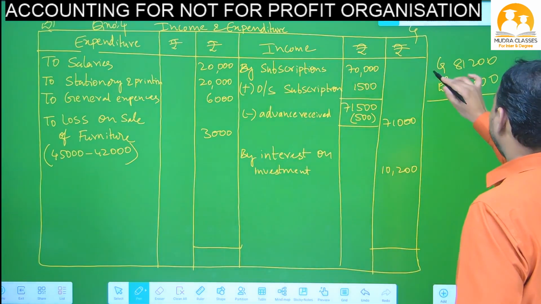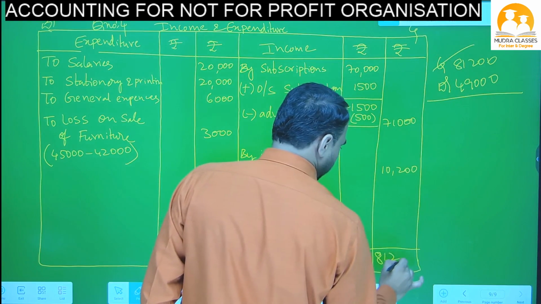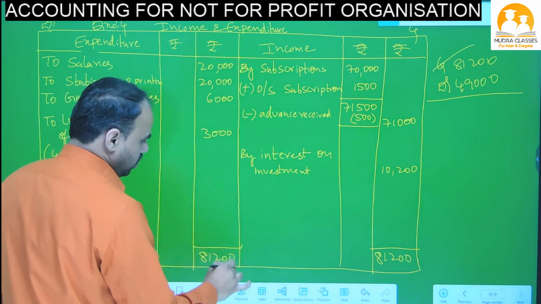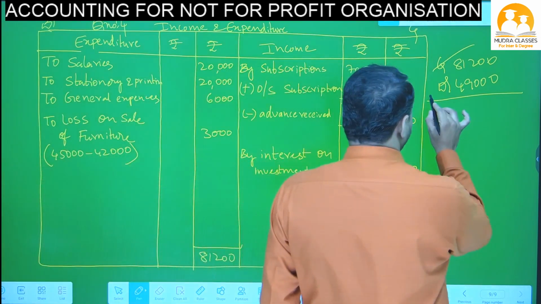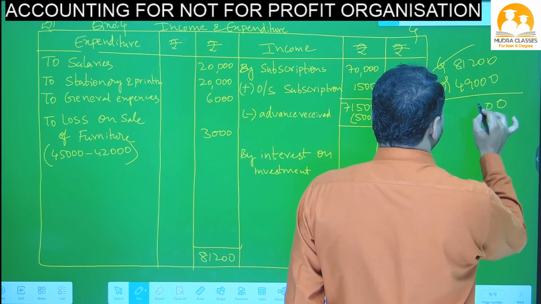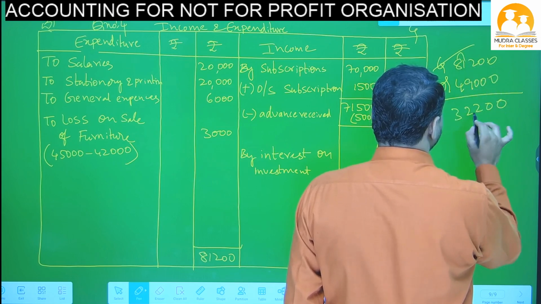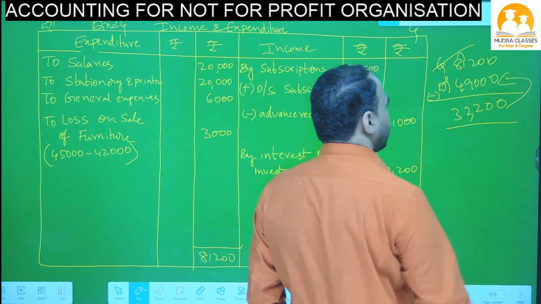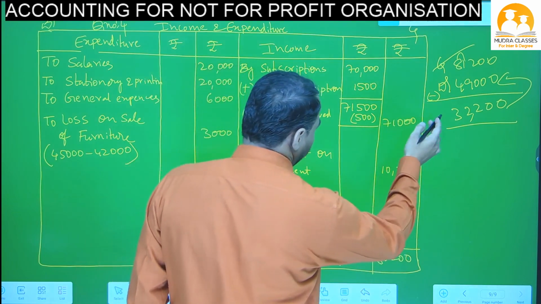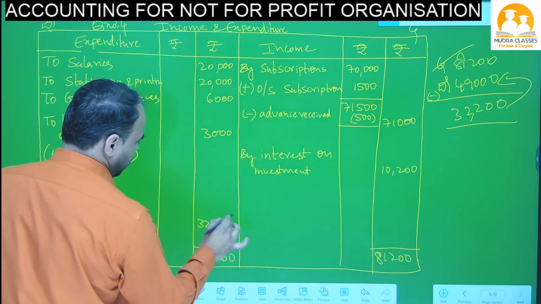In these two, which is the big amount? 81,200. So on both sides write that big amount, 81,200. Now do minus, beta. 81,200 minus 49,000: 0 minus 0 is 0, 2 minus 0 is 2, 11 minus 9 is 2, 7 minus 4 is 3. So 32,200. Write it on which side, beta? Write it on the debit side, because the debit side is the smaller amount.